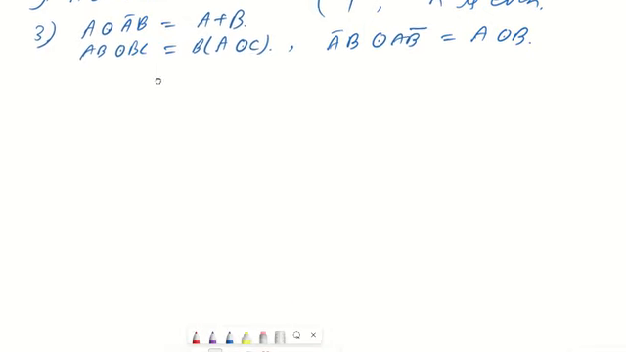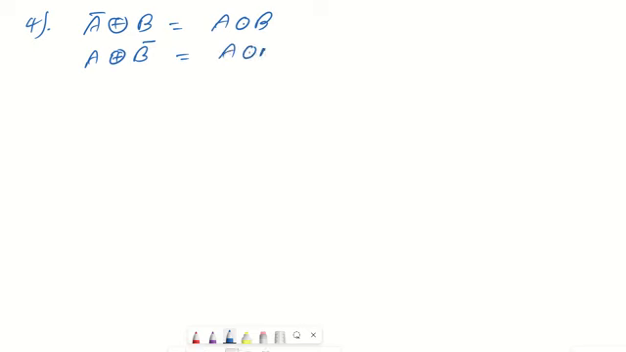Now if we talk about more properties, the fourth one: a bar XOR b is a XNOR b. So this is the relation between the XOR gate and the XNOR gate. Similarly, a XOR b bar is still a XNOR b, understood? So either you do a bar XOR b or a XOR b bar, both will give you a XNOR b.